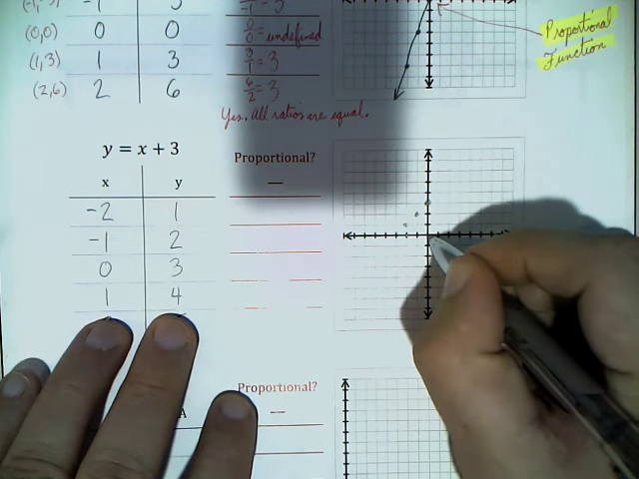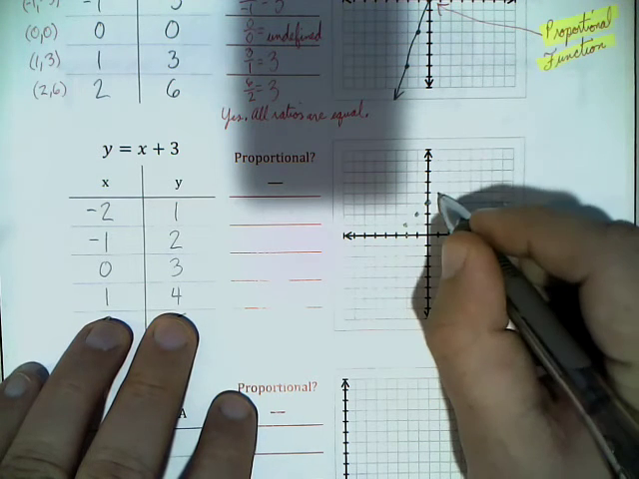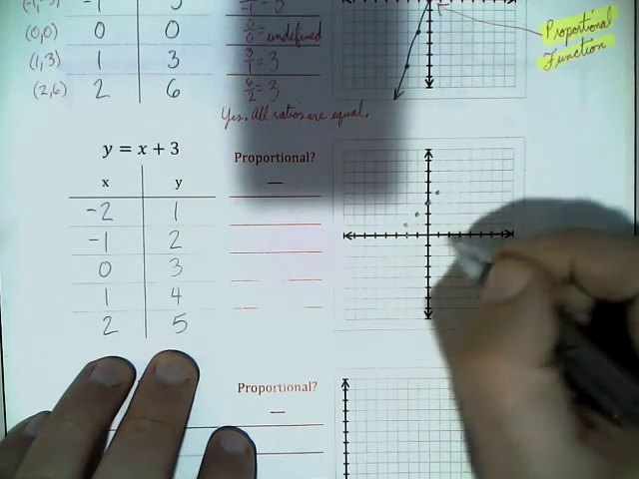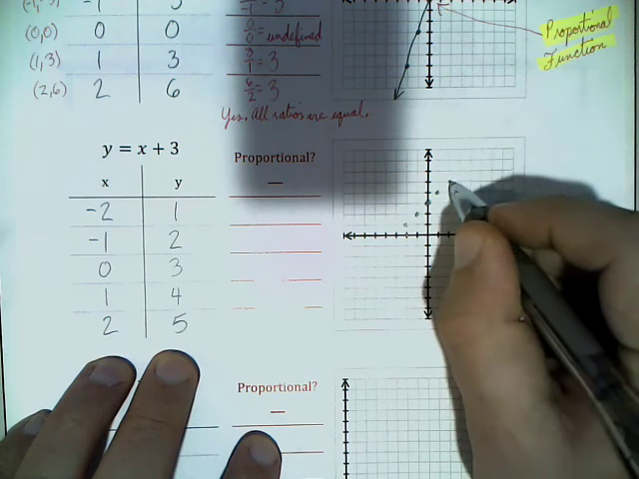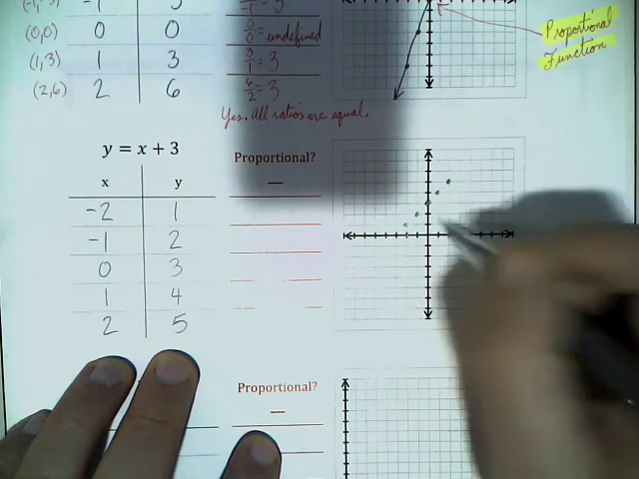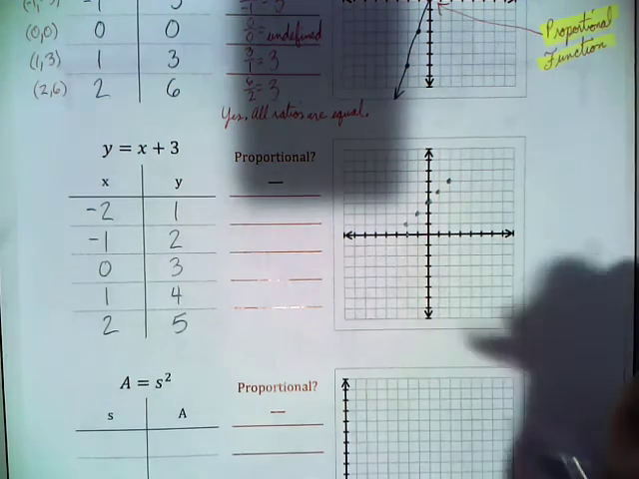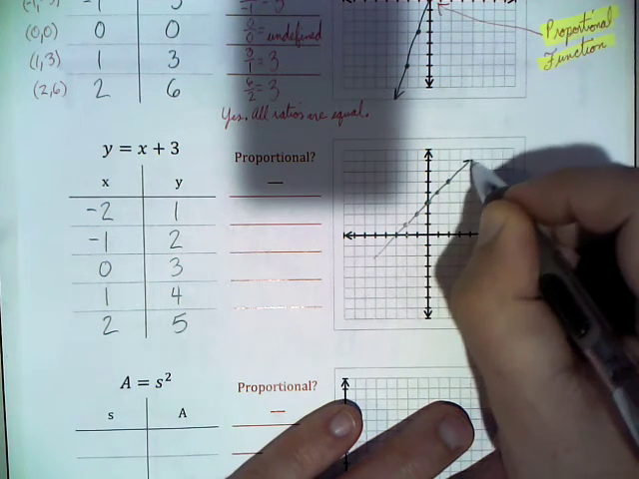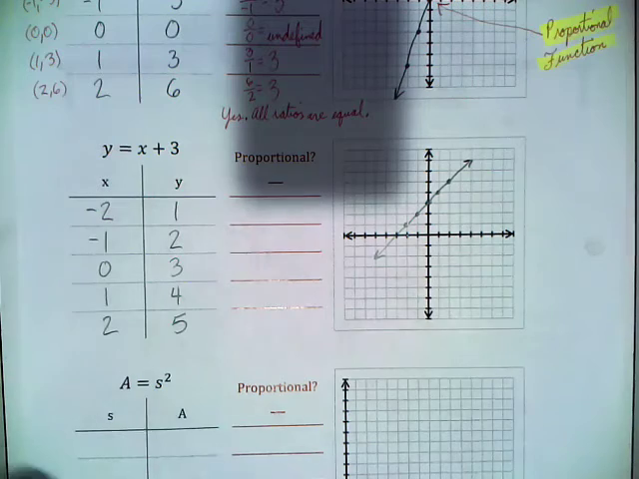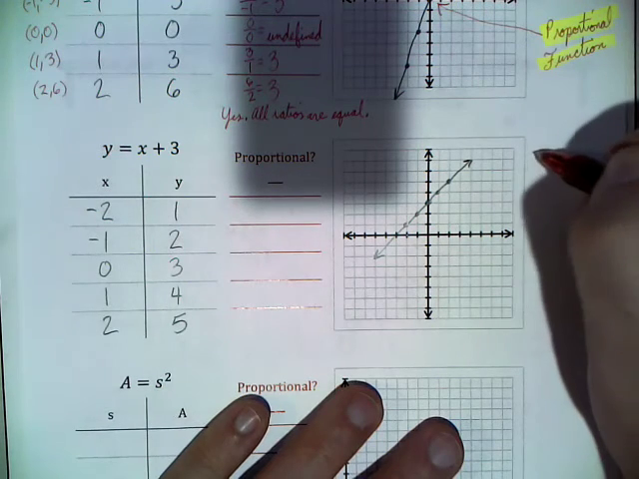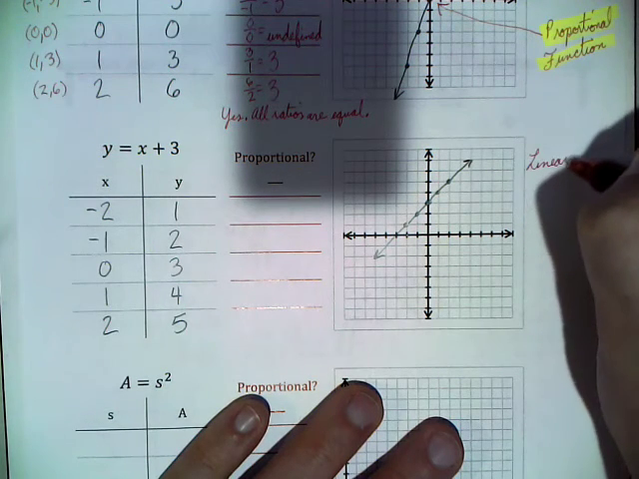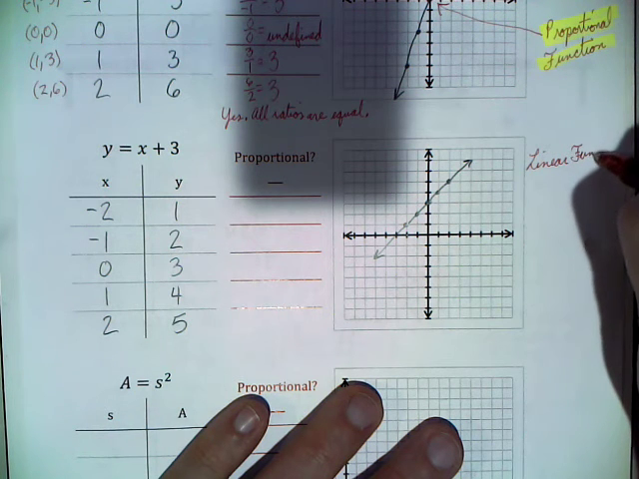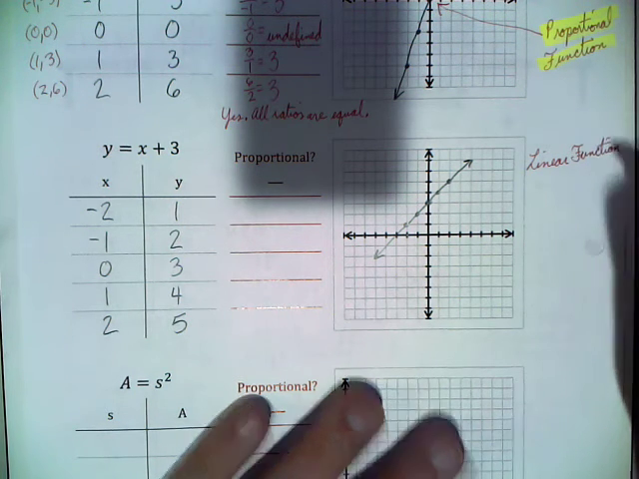1, 4. So the 1 is 1 to the right, and then 4 is up 4, because it's positive. And then 2, 5 would be 2 to the right and 5 up. And if we look, these are all nicely in a line. So sure enough, this one again is a linear function.